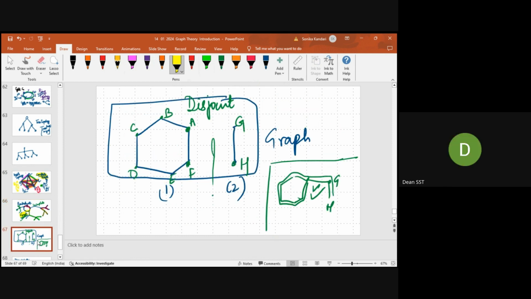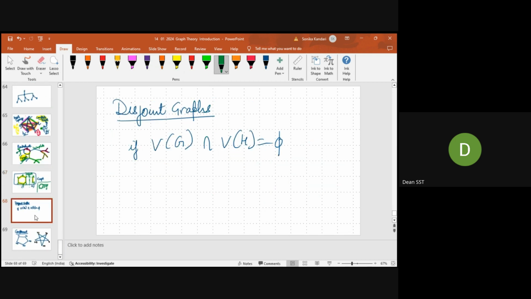Now you understand disjoint. This is disconnected. If I say I want to move from A to G, I can't move because there is no path. So this is what? Disjoint. Fine. So disjoint graphs.